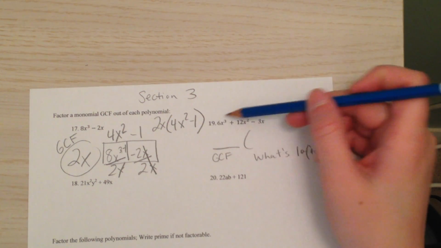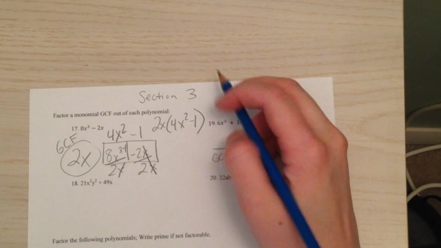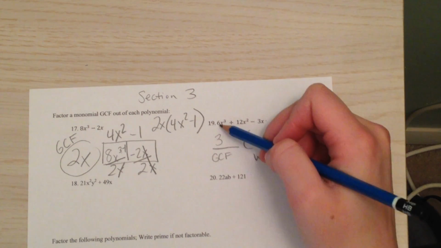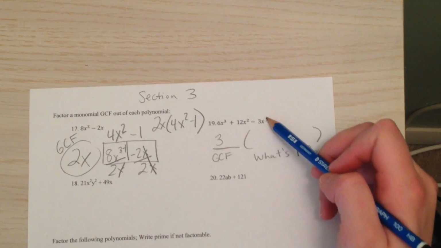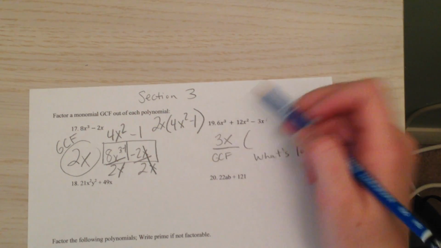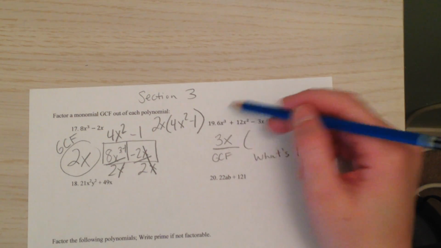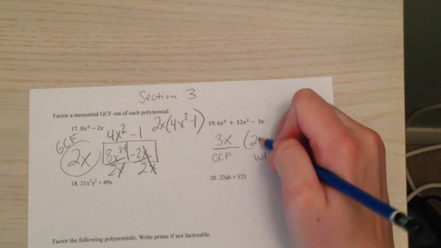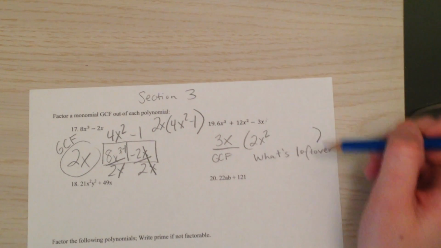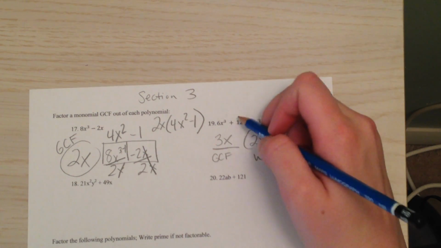I've got 6, 12, and 3, so I'm going to have to pull out that 3. And then they each have at least an x. So whenever you have multiple variables going on, always go with the lowest amount. So I have to go with just x. Once I pull out that 3x, what's going to be left of my 6x cubed? I'm going to have a 2x squared, so that if I multiply this back together, I would get the 6x cubed.